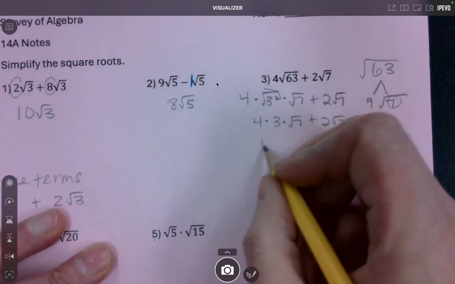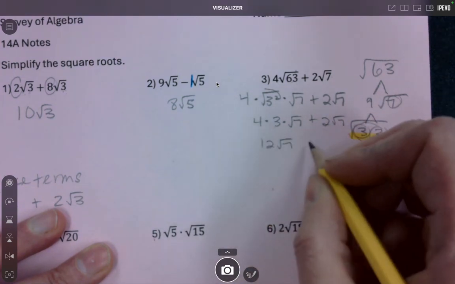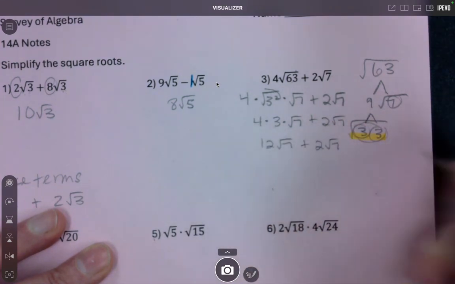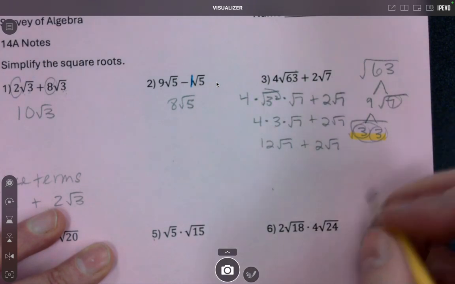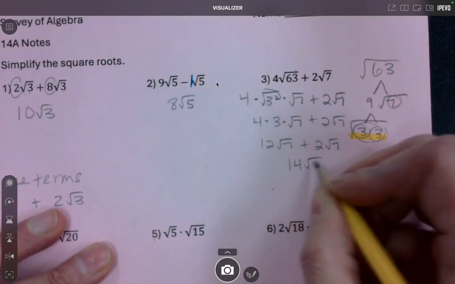And we can multiply these now. 12 square roots of 7 plus 2 square roots of 7. And then our last step is to add. 12 and 2 makes 14.